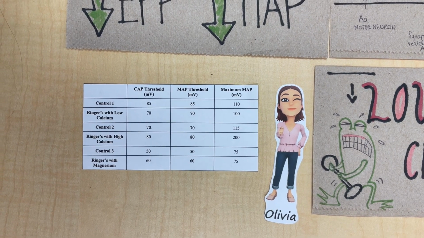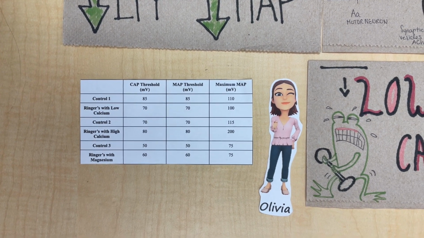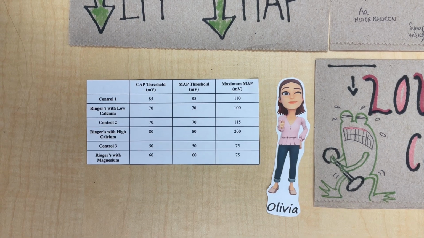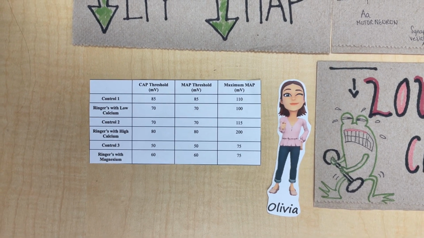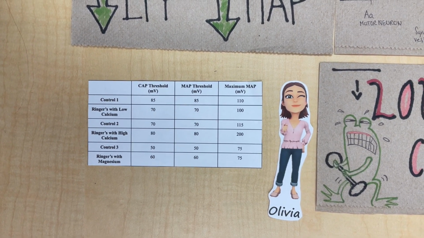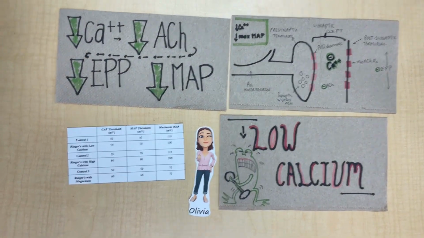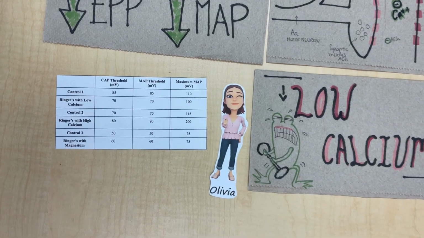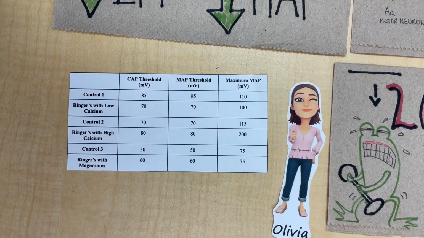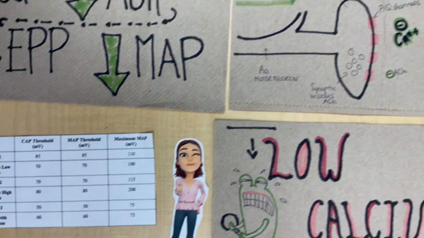Additionally, the CAP and MAP thresholds are the same because the CAP defines the MAP threshold, since the CAP threshold indicates when the A-alpha fibers, the fibers that innervate the NMJ, are recruited, and when the A-alpha fibers are recruited in the CAP threshold, their action potentials release ACh through the mechanisms mentioned previously, leading to end plate potentials and muscle action. MAP for the ringers with low calcium was 100 millivolts, while the maximum MAP for control 1 was 110 millivolts. The maximum MAP decreased in comparison to the control because the ringers had a lower amount of calcium in them compared to the calcium used in control 1.